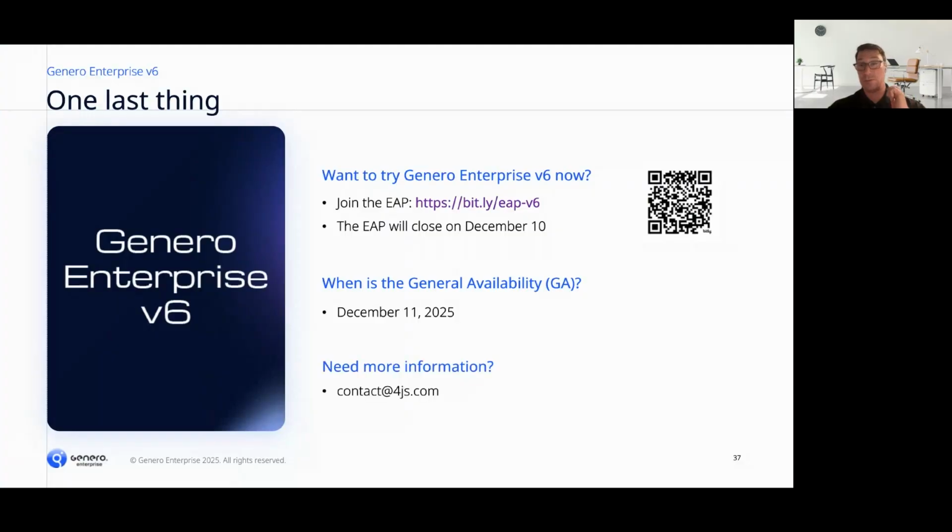All right, so I think we're good now. We went through all the questions. That was great. I'm going to go back to the presentation quickly for some general information. Genero version 6 is in what we call EAP, the early access program, right now. Any one of our customers can sign up and join the EAP. It only has a couple more weeks. The EAP closes on the 10th of December, and then December 11th is general availability. If you need any more information, please just use the email there, contact@4js.com.